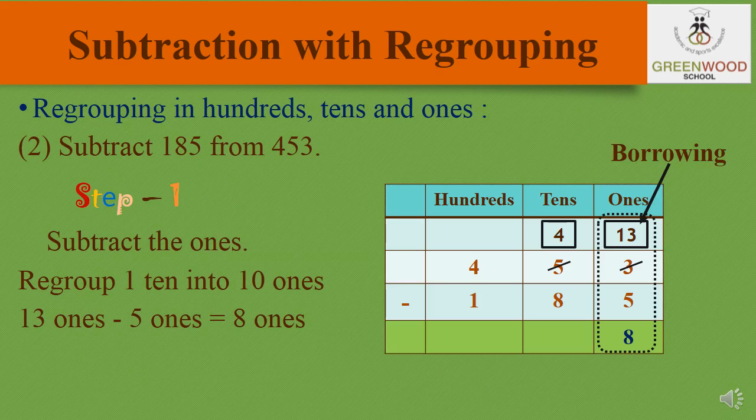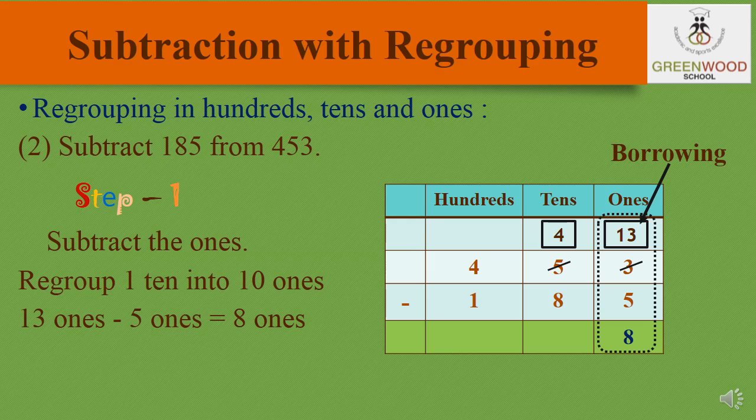Second category, regrouping in hundreds, tens and ones. Now we will see an example in which we'll borrow a number from tens as well as hundreds. Subtract 185 from 453. So first we will write the number 453. Next, 185. Step 1, subtract the ones.